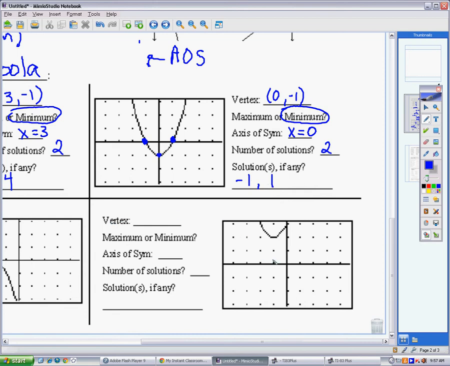Vertex on the last one is at -1, 2. The vertex is at the bottom of the graph, making it a minimum. Axis of symmetry is going to be x equal to -1, the x coordinate. Number of solutions, 0. My parabola is not touching my x-axis, so this has no solutions, and this circle with a line through it means no solution.